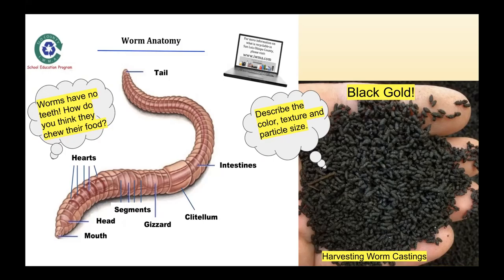That gizzard, what ends up happening is the worm will eat small pieces of rock or sand, and it goes inside the gizzard and mixes with the worm's food. And that gizzard helps to crush it. So that's how they're crushing their food.